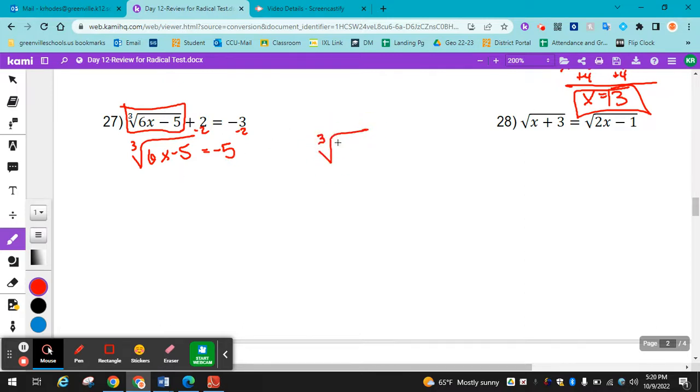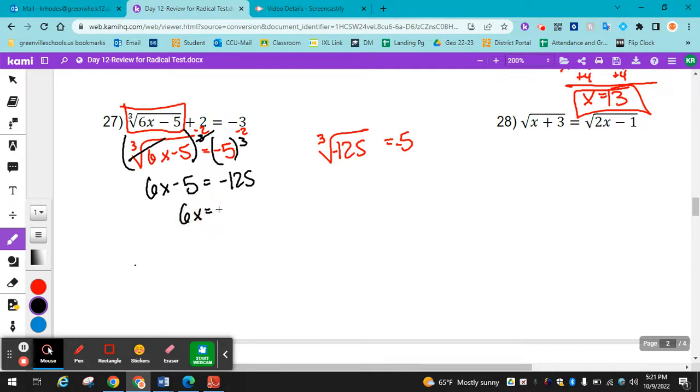Actually, it's the cube root of 125. Cube root of 125 is 5. The cube root of negative 125 is negative 5. So we know everything underneath this radical, cube root, has to equal negative 125. Add over your 5. Divide over by 6.